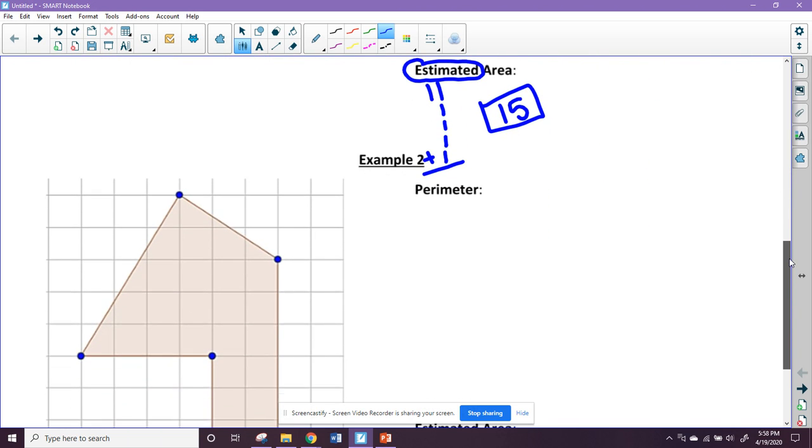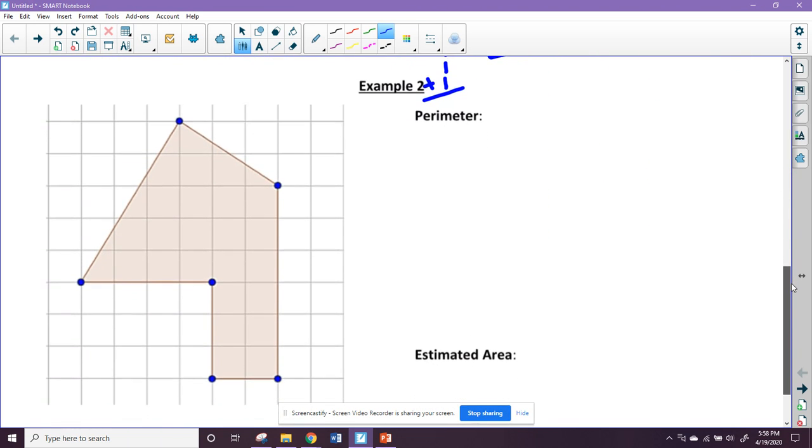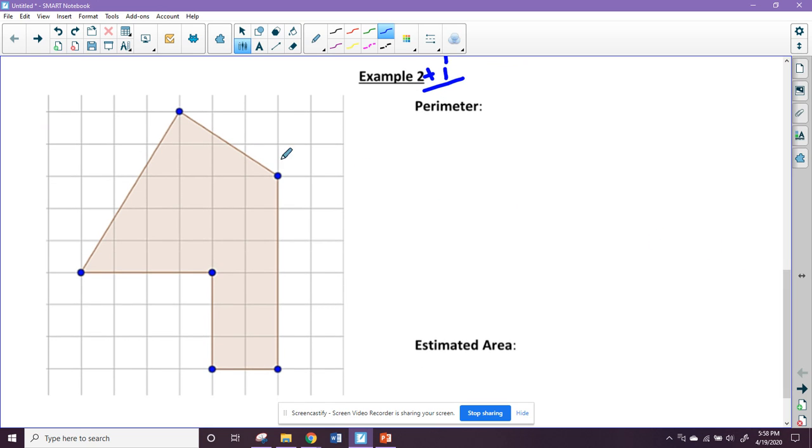Let's look at example 2. So let's count the sides for our perimeter that we can without having to do any math. So this has a length of 1, 2, 3, 4, 5, 6. This has a length of 2. This has a length of 3. And this has a length of 4. So we need to find this length and this length.